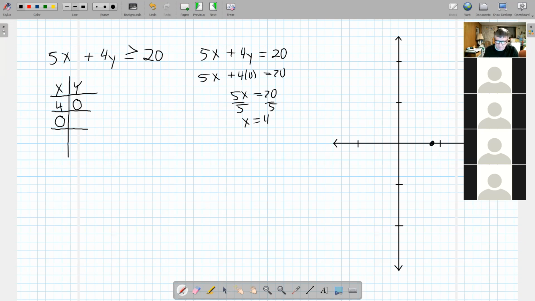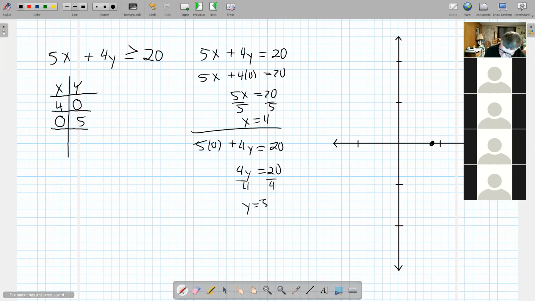Okay, now let's find the y-intercept. x is 0. So we have 5 times 0 plus 4y equals 20. 4y equals 20. y equals 5. So 0, 5 is our y-intercept. So now we've got two points established. Okay, now let's go back to our original.